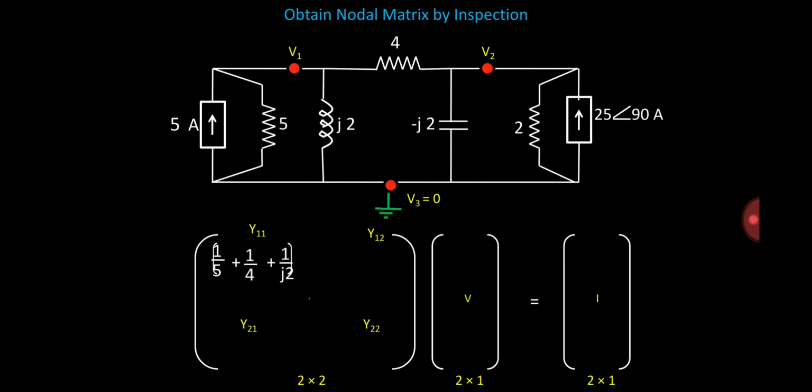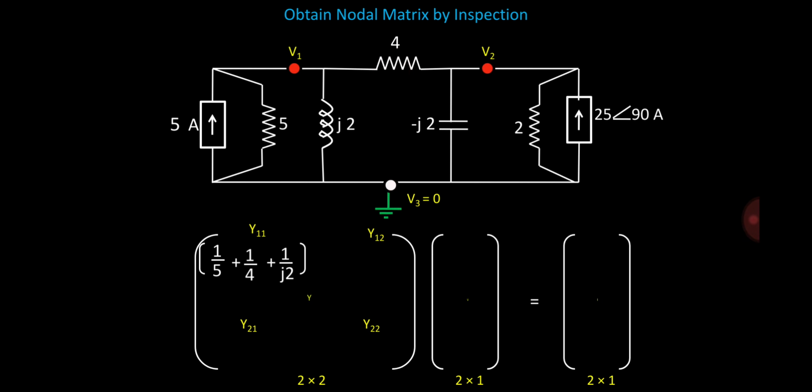So we are having 1 by 5 plus 1 by 4 plus 1 by j2. The next entry is y12, that is negative summation of admittances common to node 1 and 2. So node 1 and node number 2, the common element is 4 ohm. So 4 ohm is the only common element which is connected between node 1 and node 2.